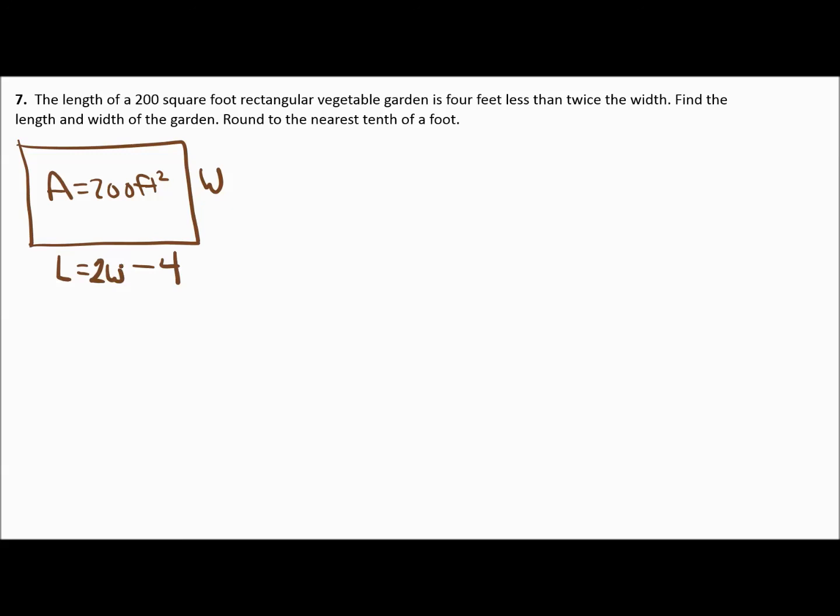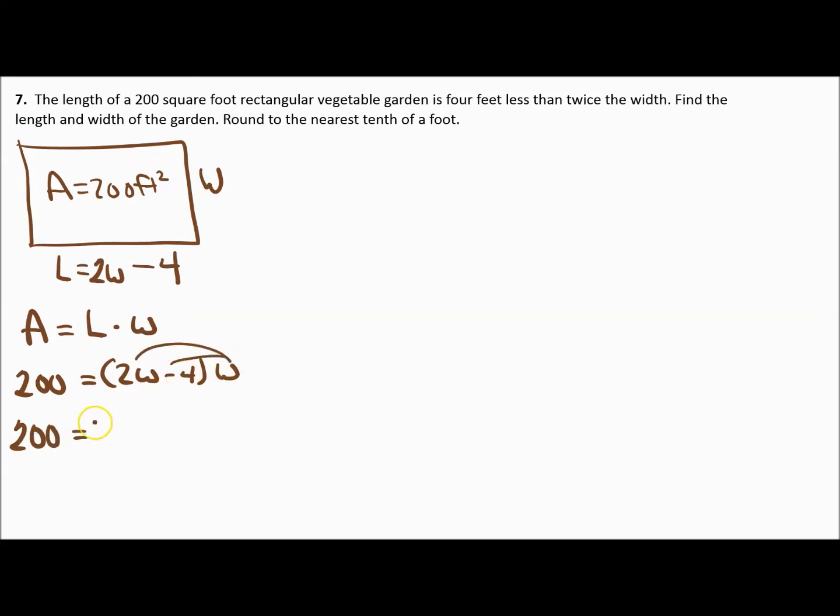Now we're supposed to find the length and the width of the garden. We know the area is 200 feet squared. You know the area of a rectangle is length times width, right? So then I plug in everything I know. Area is 200, length is 2W minus 4, and width we just call W. So notice once again I have only W's as my variable. So now I go on to 200, and I simplify by distributing. This is 2W squared minus 4W.